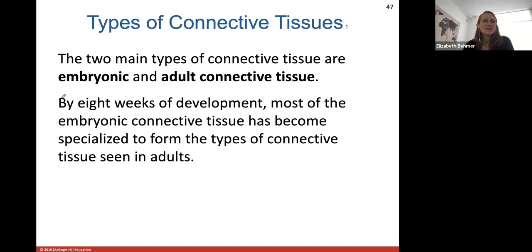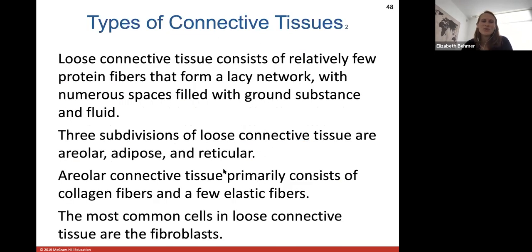As for the types of connective tissue, we can have connective tissue that forms in the womb, in the embryo, or in the adult. By about 8 weeks of development, most of the embryonic connective tissue has become specialized to form the different types of connective tissue. Again, there are many different types of connective tissue, because it's very diverse, as seen in adults. So we'll go through the different types of connective tissue now.